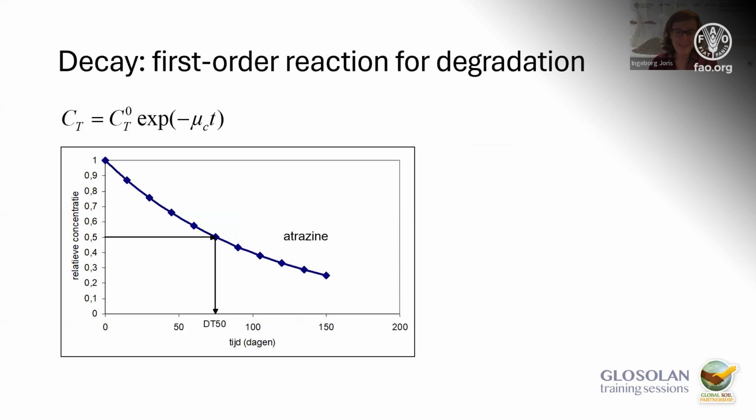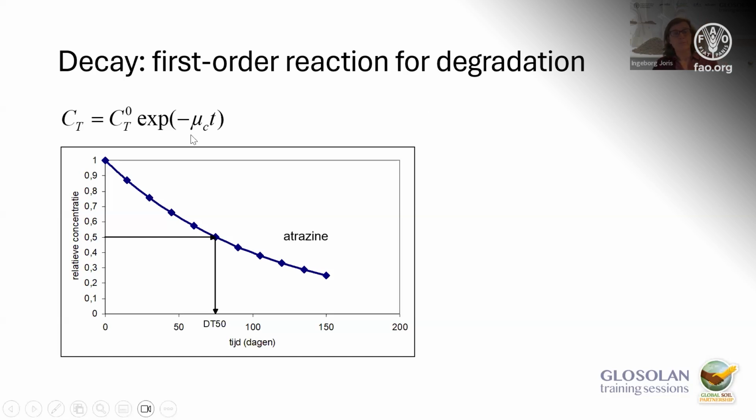Okay, the next one is then degradation. Also not relevant for heavy metals because they are not subject to degradation. They can sorb to the soil, but they are not subject to decay, so they will not disappear. But organic compounds can and usually are subject to degradation. The mathematical equation that is usually applied in models, because we have different types of reactions, but usually we assume a first order reaction for degradation.